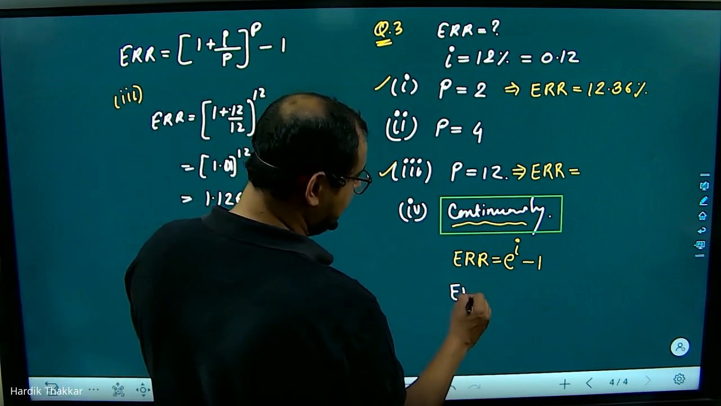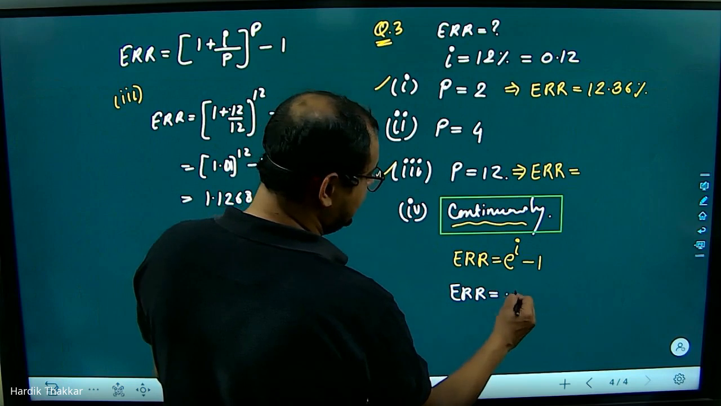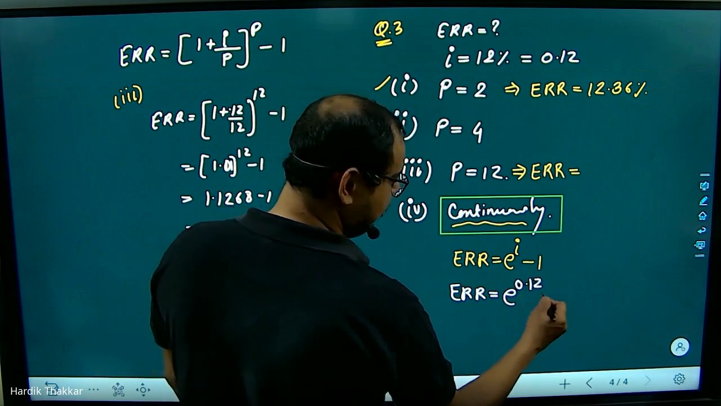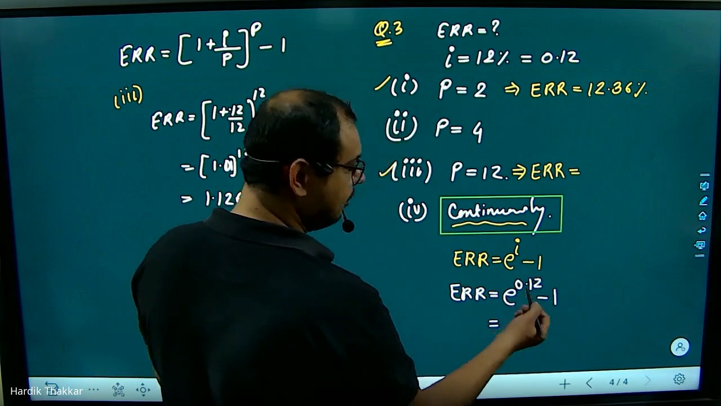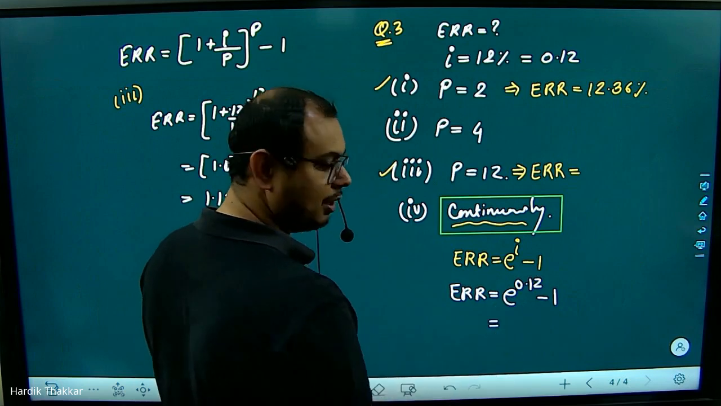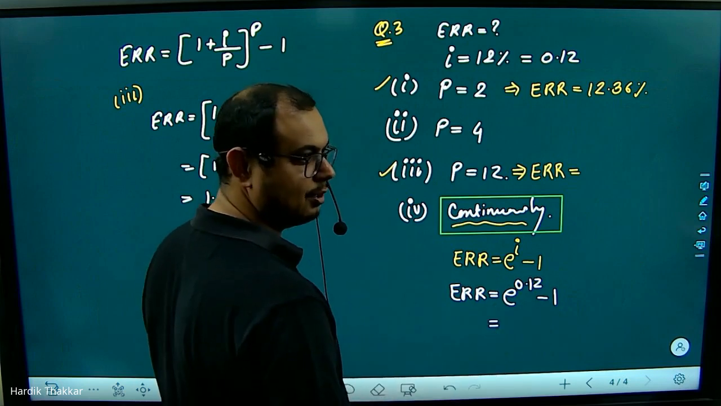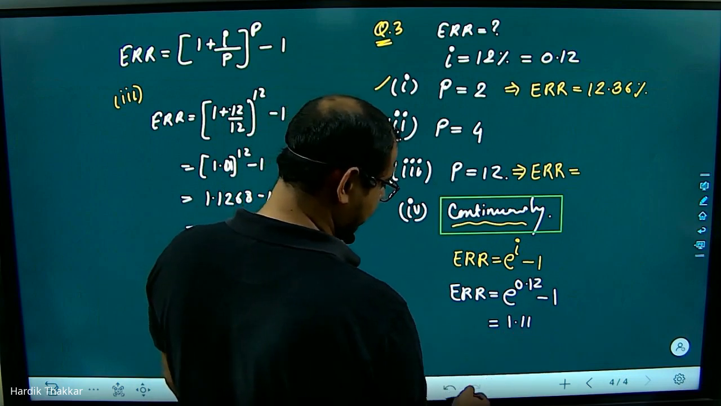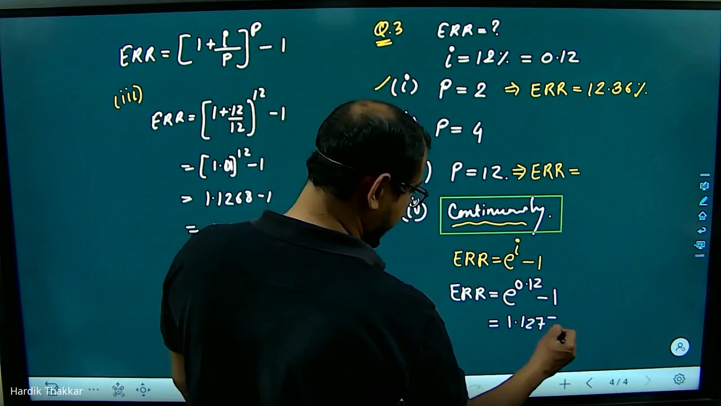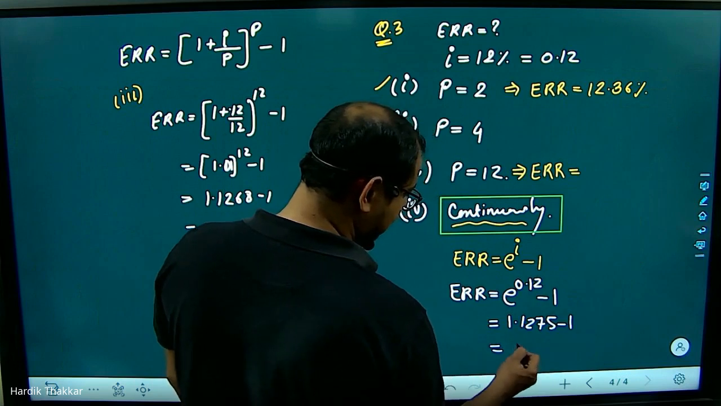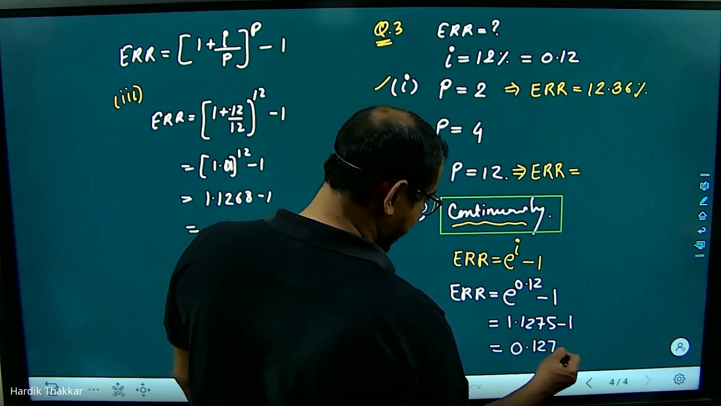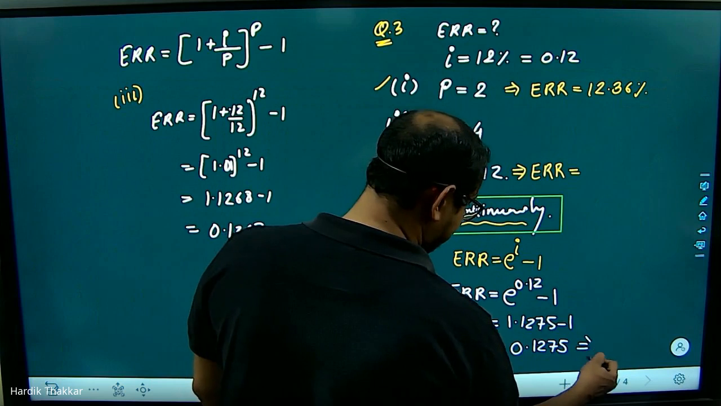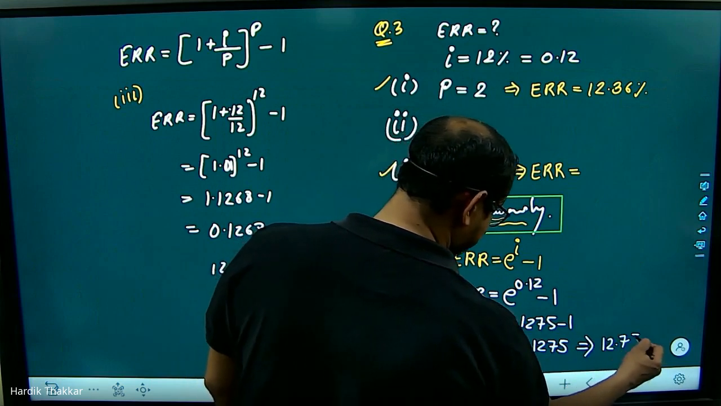So here ERR is equal to e raised to 0.12 minus 1. So the value of e raised to power 0.12 is given in question. Check. क्या है इसकी वैल्यू? 1.1275 minus 1 means 0.1275, or we can write it as 12.75 percentage.